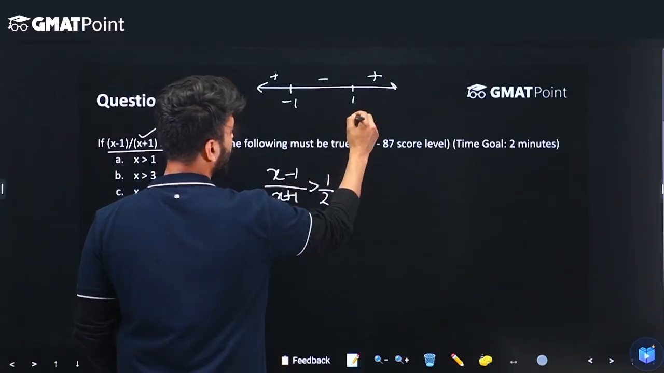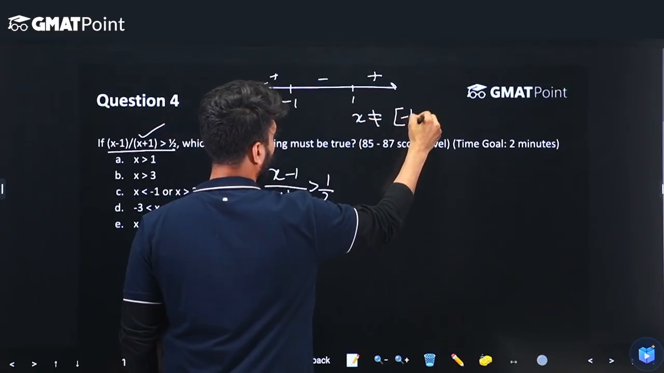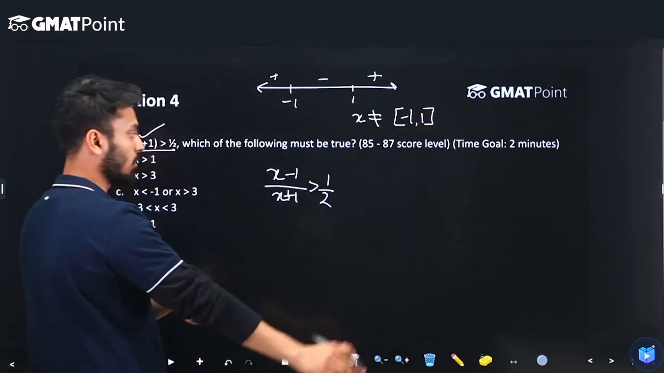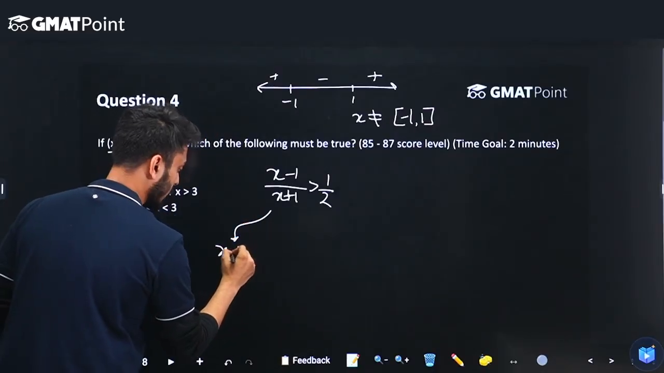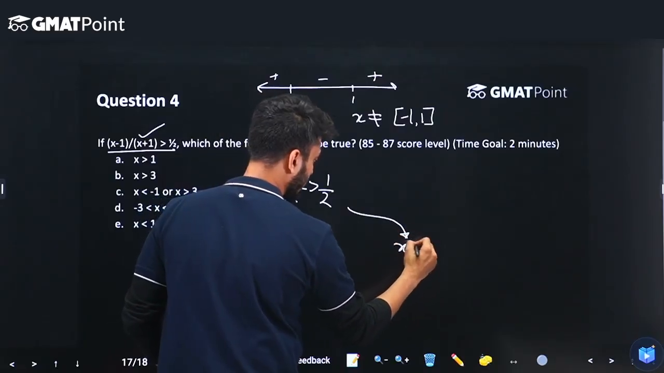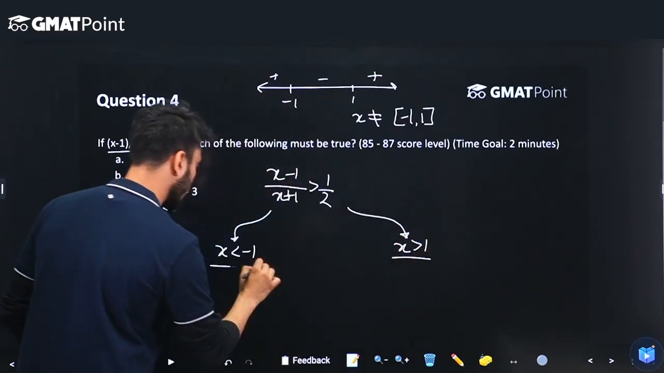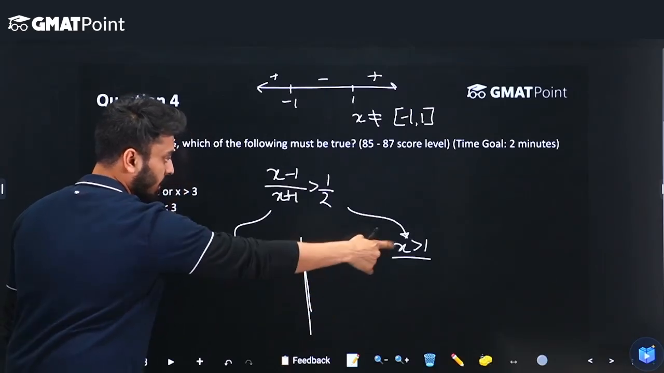So I can immediately tell that x cannot have values that are between minus 1 to 1. It simply cannot. So the only cases I am now left with are either x less than minus 1 or x greater than 1. Let's test these both out. We'll start with x greater than 1 first.